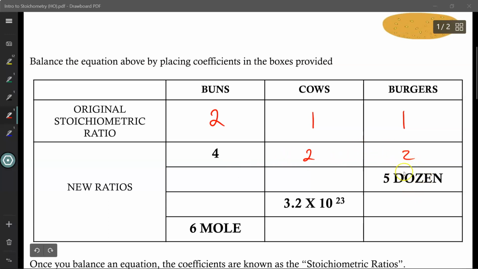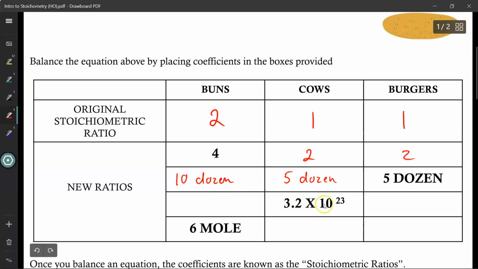If I want to make 5 dozen burgers, how many dozen cows and dozen buns would I require? Again, we look back at our original ratio, 2 to 1 to 1. There's going to be a 1 to 1 ratio between burgers and cows, so that means 5 dozen burgers requires 5 dozen cows. Meanwhile, it's a 1 to 2 ratio between burgers and buns, so you'd have twice as many buns, 10 dozen. Now let's make the numbers really ugly.